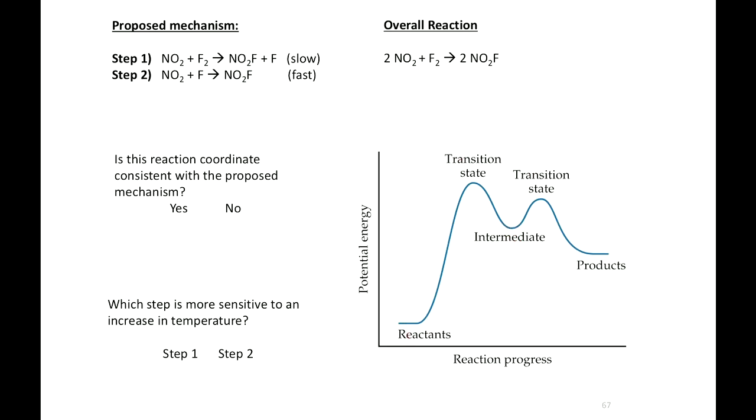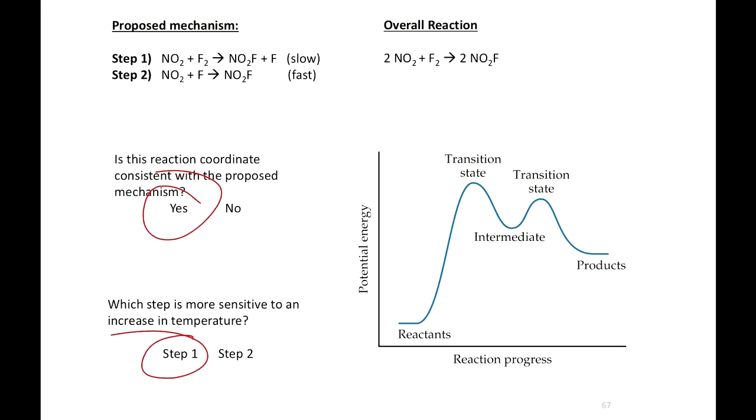What's the other detail? It shows the slow step in the correct place. The slow step is the first step, and that's what the mechanism says. So, yes. If we increase the temperature of this reaction, which step is more sensitive to temperature changes? The first step, yes. So will this reaction go faster? Yes, it will. Usually when you increase temperature, reactions go faster. In this case, step 1 is going to be more sensitive to temperature changes.